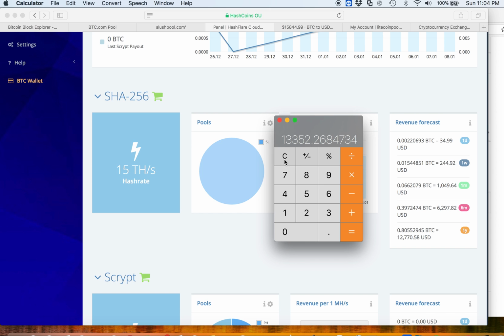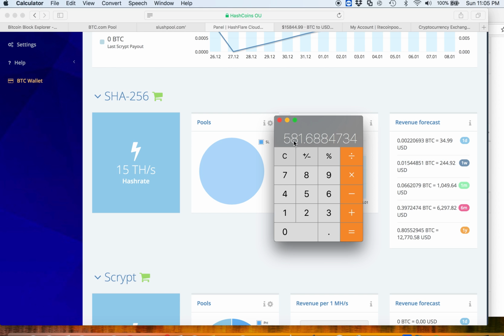Okay, so right now the total monthly for the Hashflare is 1,049.64, and 6 months is 6,297.82. And the yearly or the annual income will be $12,770.58. Okay, so if we look at this, they're not that far anymore. Like, if we subtract this with 12,770.58, there's only $581.68.